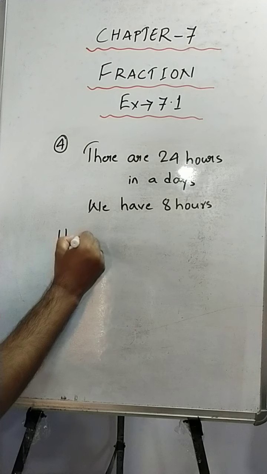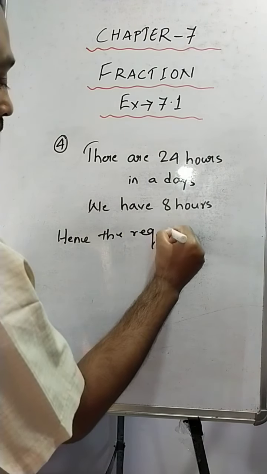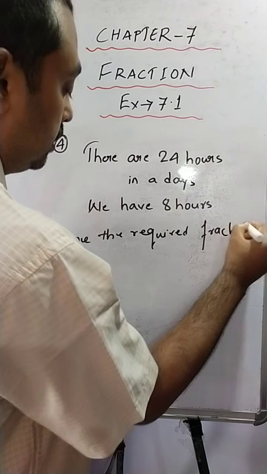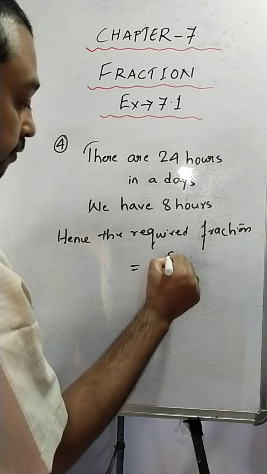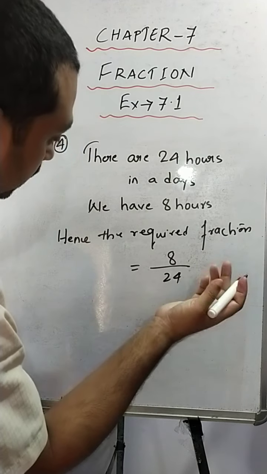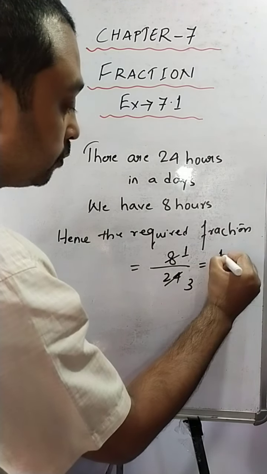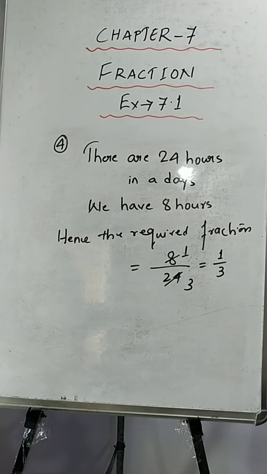Hence the required fraction would be out of 24 hours. How many hours do we have? 8. Okay, and if you want to reduce this fraction, you can do it. 8 ones are 8, 8 threes are 24. So we can give our answer in this format also. That is 1/3. Okay, I hope all of you have understood.